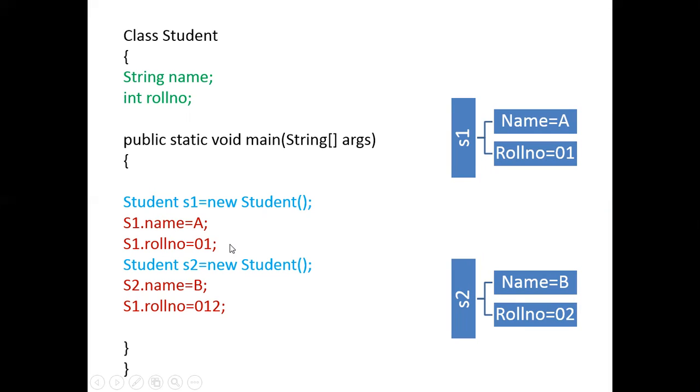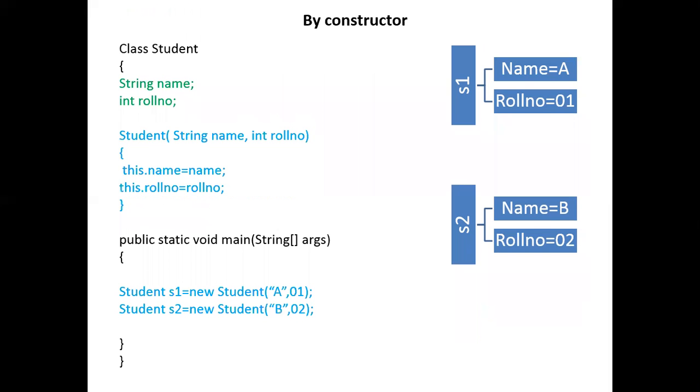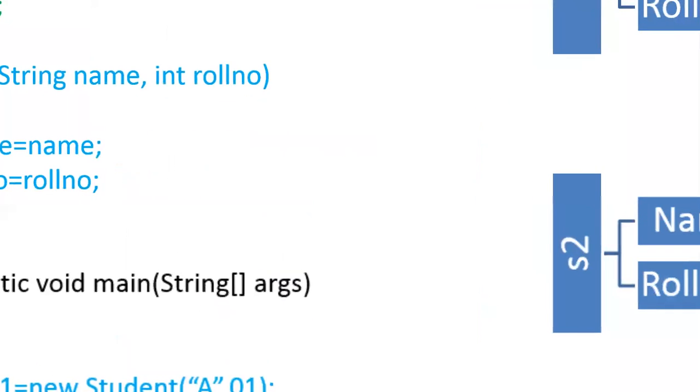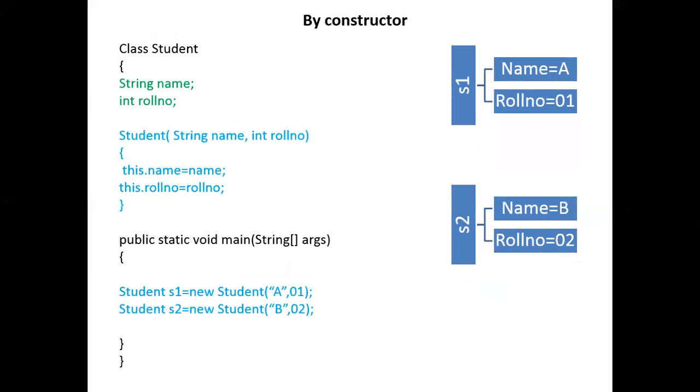But what will happen if we have 50 students? We have to repeat this process 50 times, and for every student we have to write 2 extra lines. So for 50 students, we will have to write 100 extra lines, which is not good programming practice. Then the third way is to use a constructor, to initialize using a constructor.